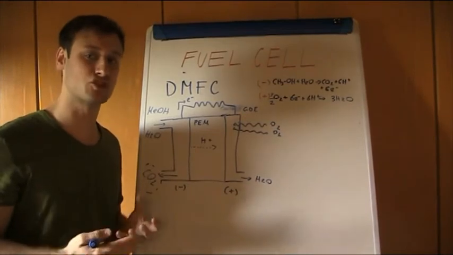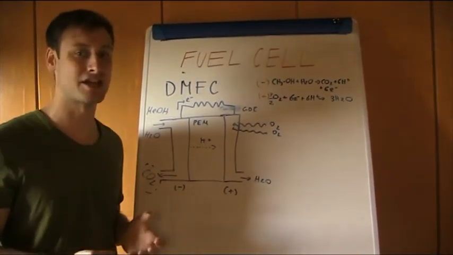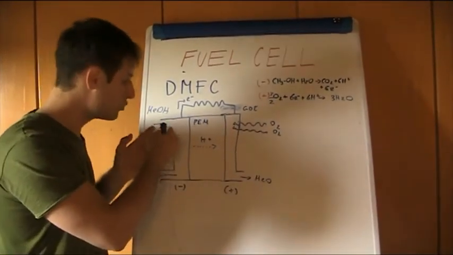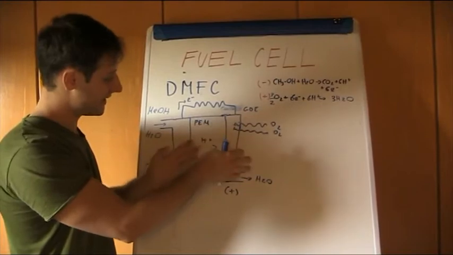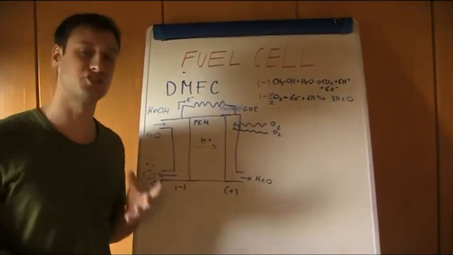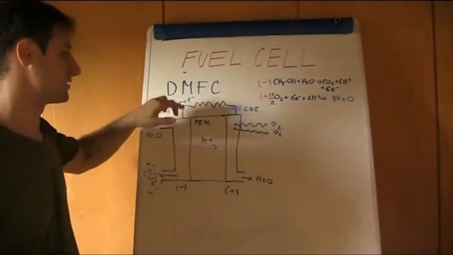So we have a gas crossover. In this case it's not a real gas crossover because the methanol is not gas. We have just a methanol crossover from the anode toward the cathode through the polymer, the proton exchange membrane. And this is for what concerns the direct methanol fuel cell.